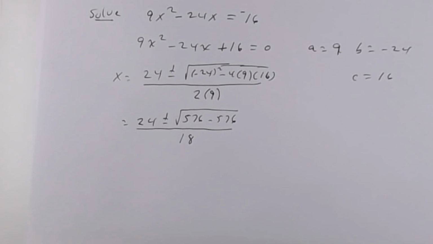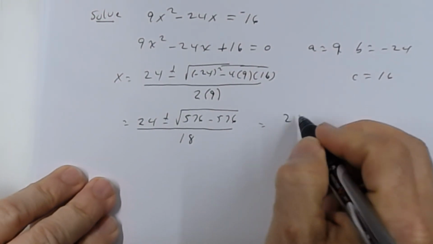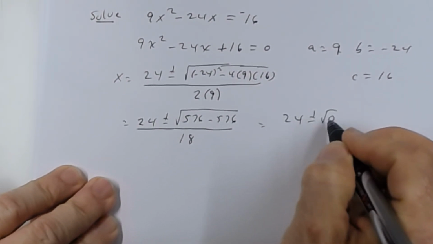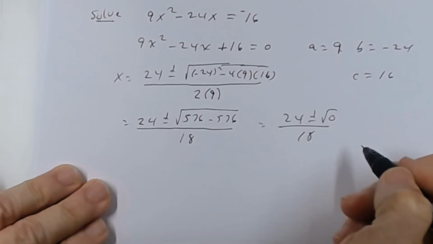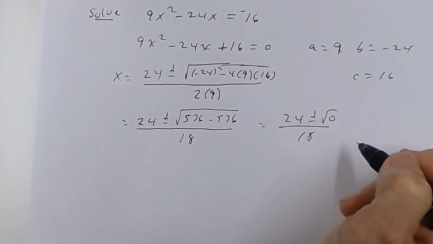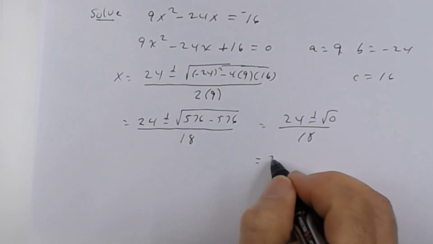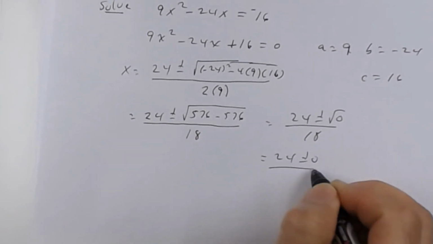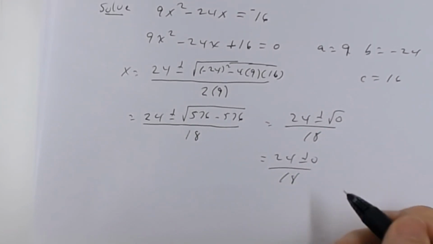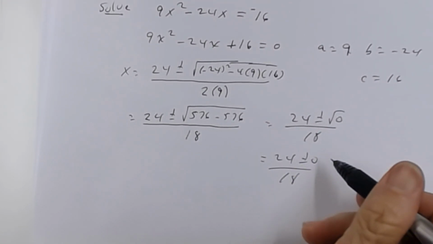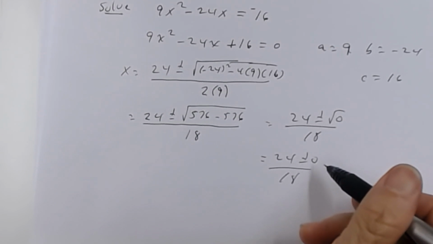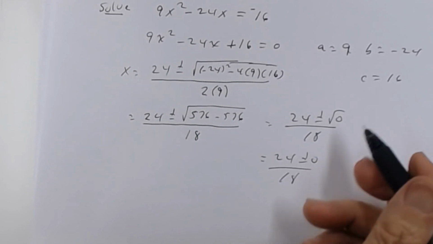Okay, now let's look at the discriminant. What do you notice about the discriminant? It's 0. Discriminant is 0. So we have 24 plus or minus the square root of 0 all over 18, right? But what's the square root of 0? 0. So that's 24 plus or minus 0 over 18, right? 24 plus or minus 0 is still 24.